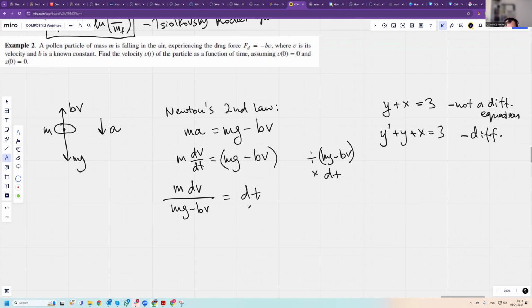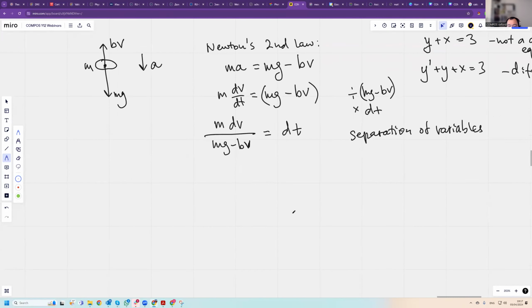So what I have done, I've separated the variables. There are two variables, v and t, because m is a constant, g is a constant, b is a constant. So v is a variable and t is a variable. So I have one variable on the left and one variable on the right. So it's separation of variables. Okay.